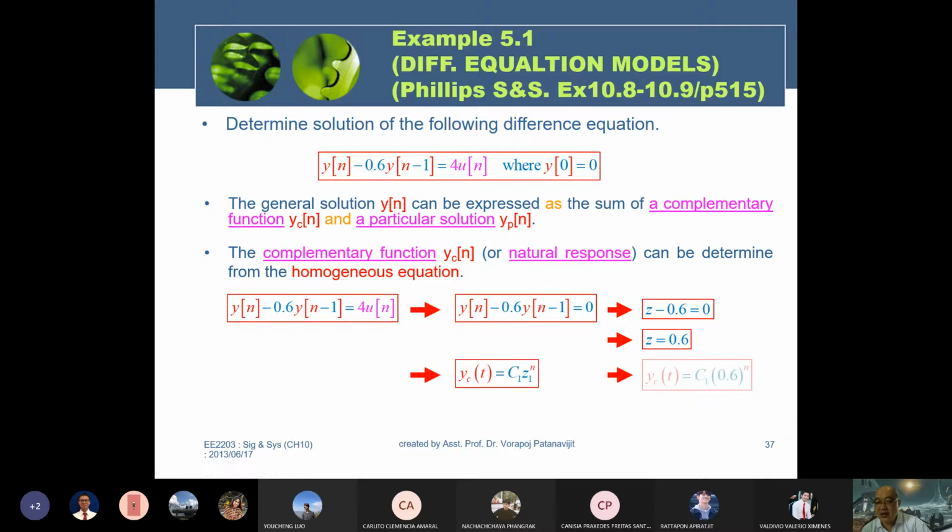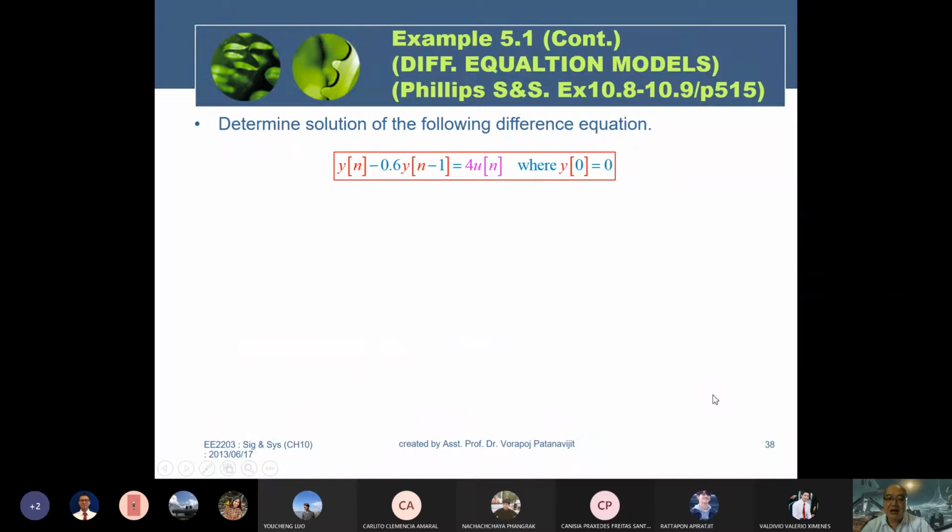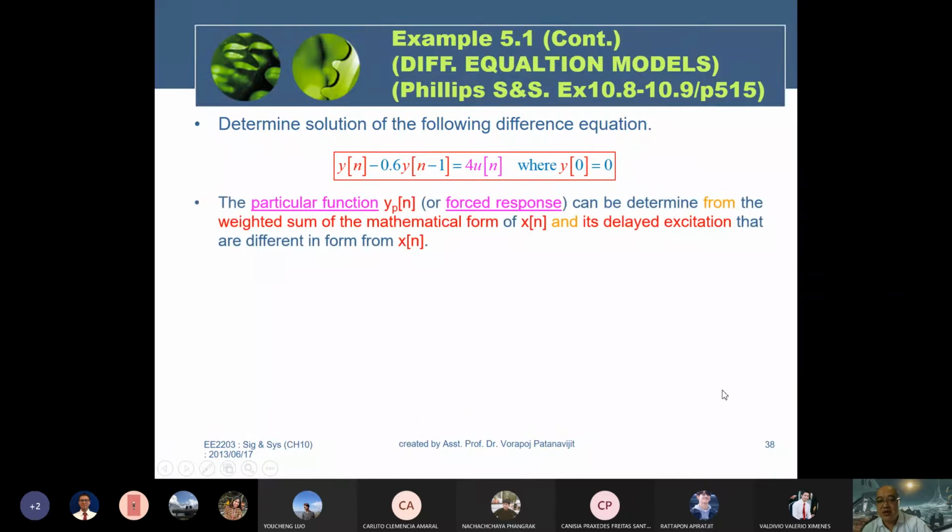Therefore, in this case, you can determine the complementary function yc equal to c1 set 1 power n, and set 1 in this case equals 0.6 power n. Now, the next step, after you determine the complementary function, you must determine the particular solution from the non-y term. You check for the non-y term.